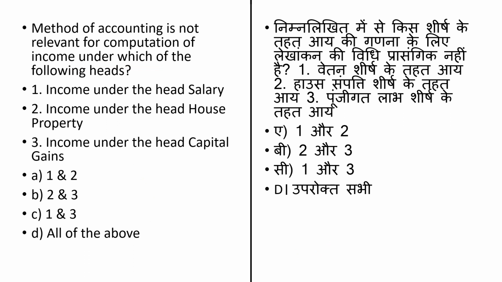The correct answer for this question will be option number D, that is all of the above: income under the head salary, income under the head house property, and income under the head capital gain.